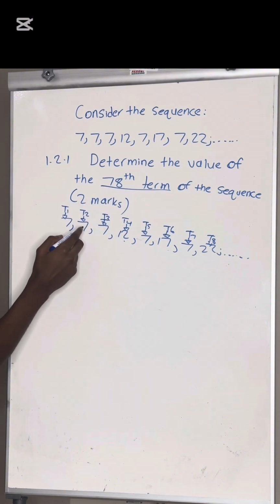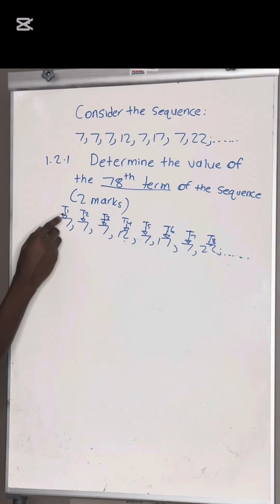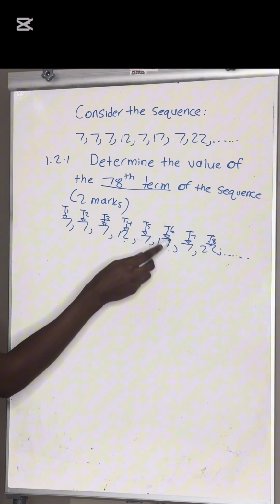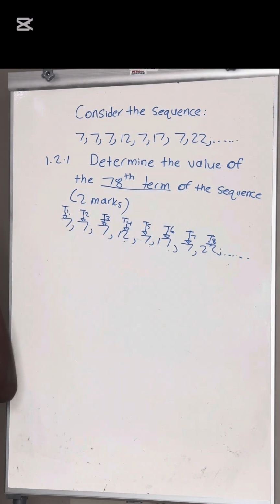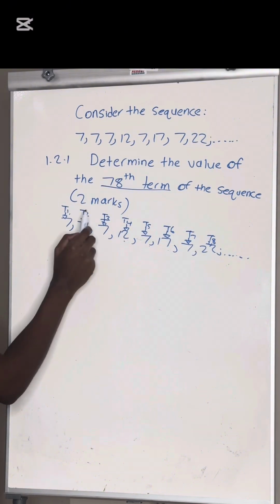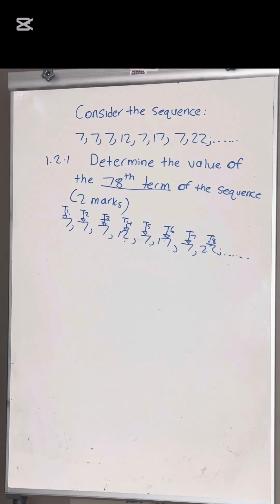Alright, now let's look at the sequence properly. We can see that there's actually 2 sequences in one. When you look at the odd numbers of the sequence, which is 1, 3, 5, 7, they're actually the same. It's still 7, 7, 7, 7. And then when you look at term 2, it's 7, and term 4, term 6, term 8 is 7, 12, 17, and then 22. So this is actually 2 sequences in one.